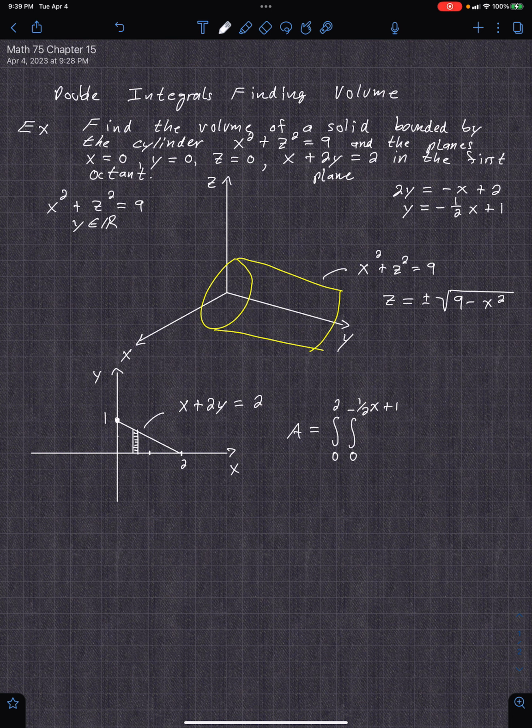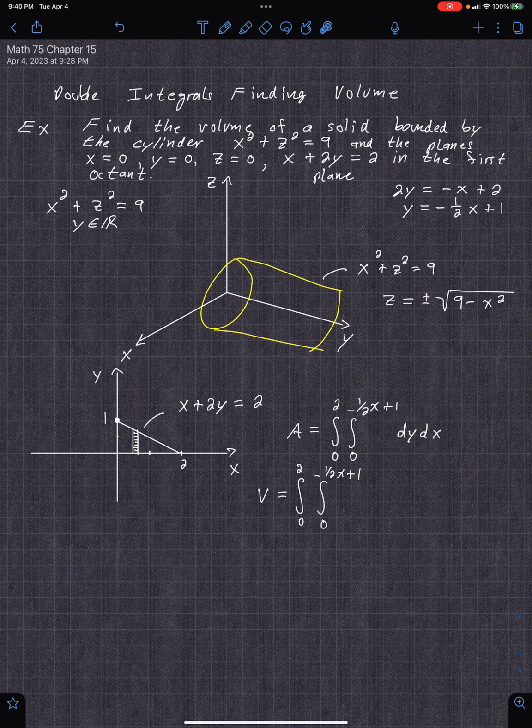Now, that's area. So you can say dA right here, or we'll do it in the right order. This will be dy dx. But we're looking for volume. So how is volume going to look? So volume will be all of that. Okay, so it's a double integral, 0 to negative 1/2 x plus 1, 0 to 2. But now we're going to multiply times the height. So at each place, you're going up, right? So you're going to go up to the height.